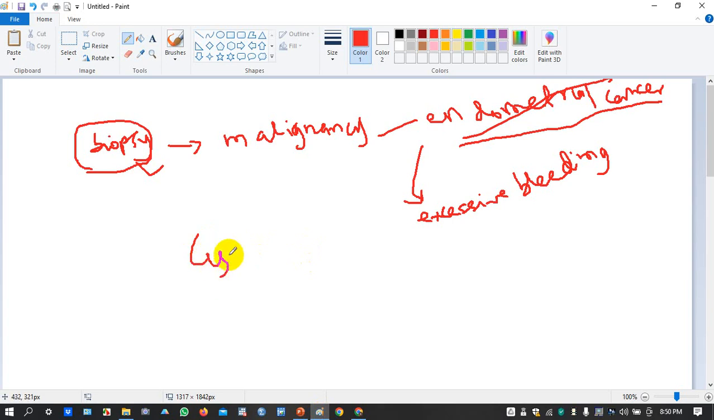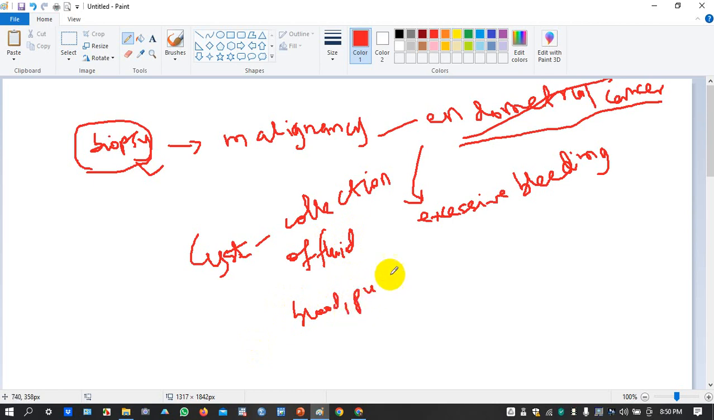Like I said earlier on, a cyst in medical parlance or medical term is a collection of fluid. And the fluid can be blood, it can also be pus. So any fluid at all where it's not supposed to be, and the fluid comes to accumulate there, we call it a cyst. Some of them smell, some of them are infected.